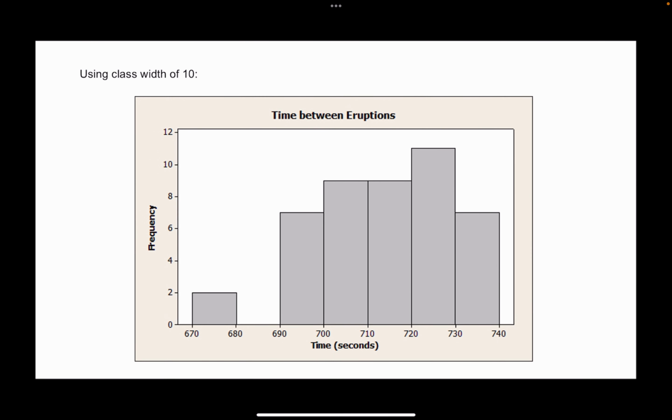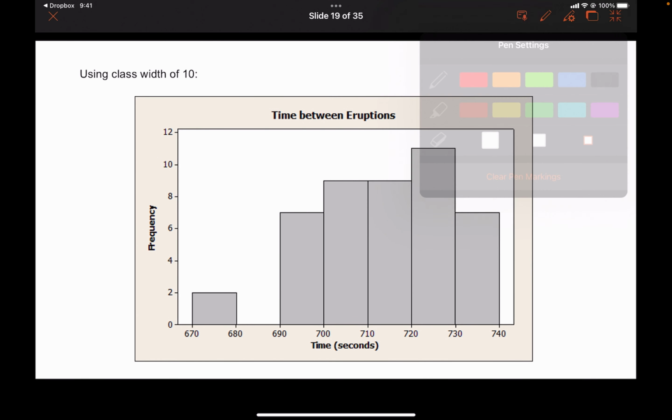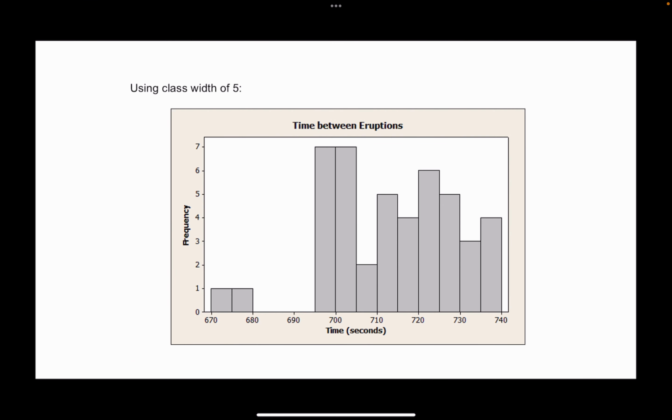So here is my histogram for the Old Faithful eruptions. This is with the class width of 10. I still have one that's empty, but this isn't super ugly. It's not gorgeous, but it's not super ugly. It represents our data well, and there's just one empty bin. It's not too bad. Let's take a look with class width of 5.